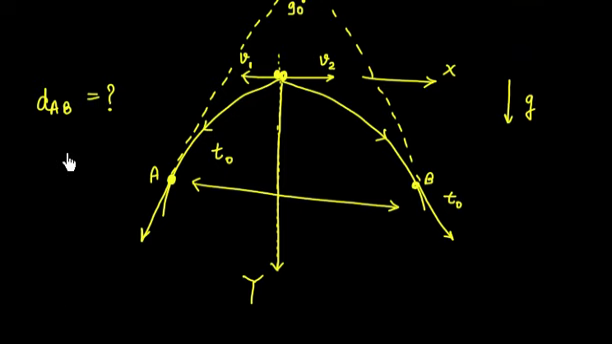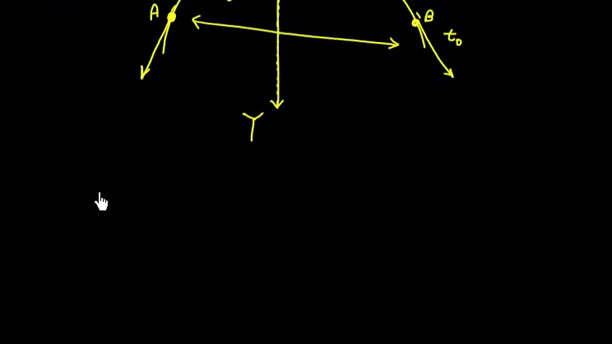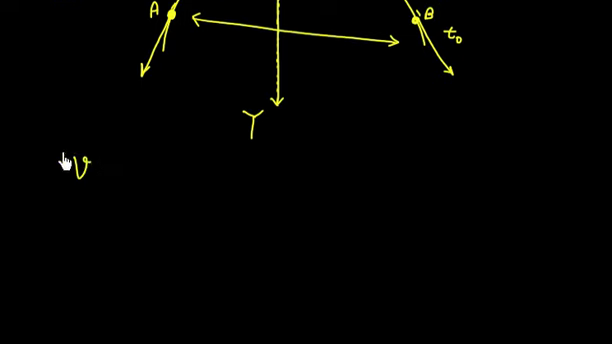So how will you proceed? First thing is we can calculate the coordinates of A and the coordinates of B. We can also calculate the velocity of particle 1 at this point and the velocity of particle 2 at this point. So let us say velocity we can find. V equals U plus at, we can apply.